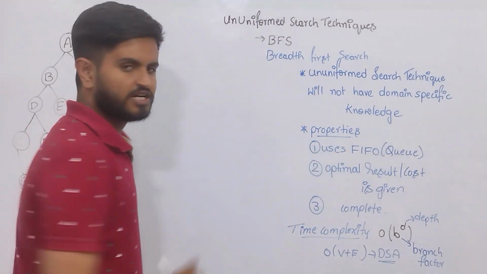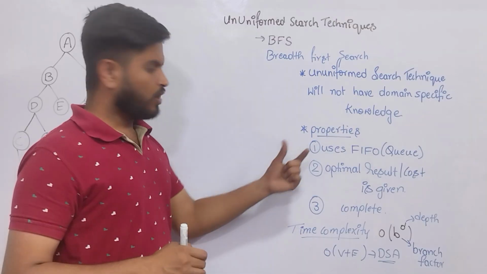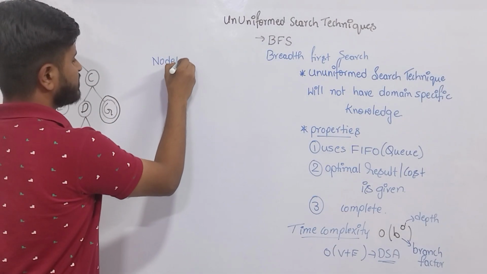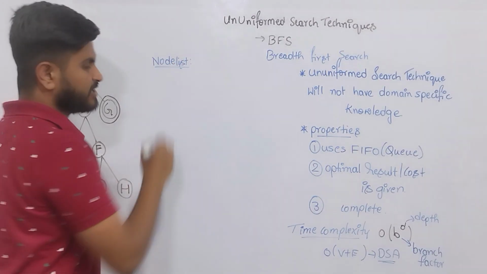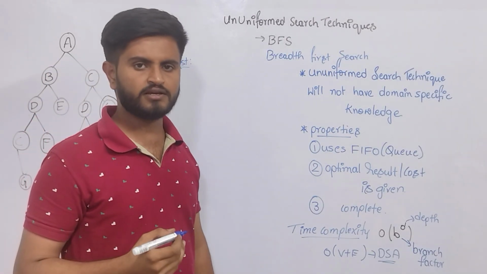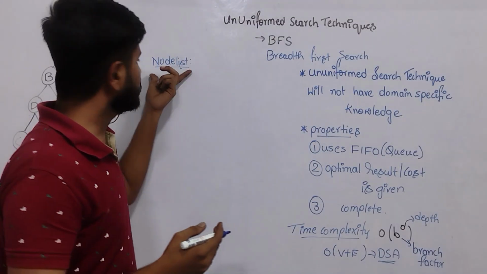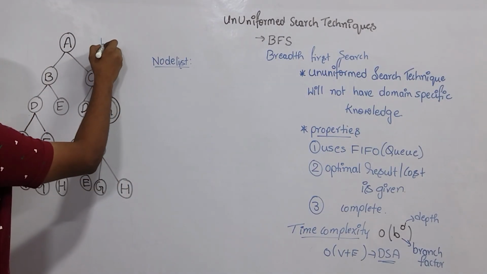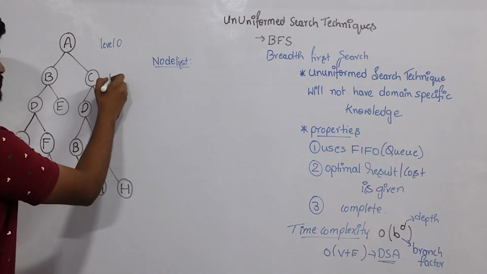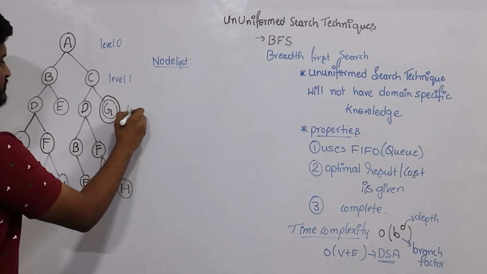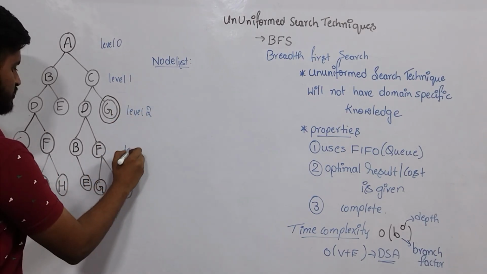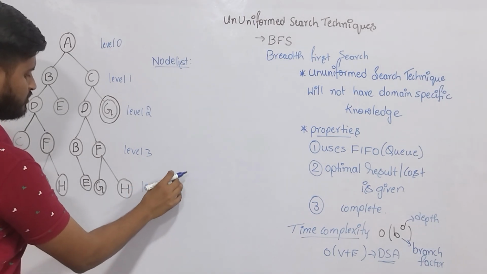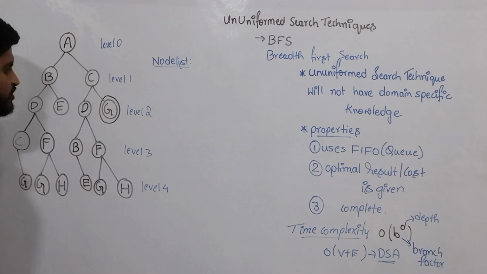It will be using the queue. To solve, we can form the node list, or we can solve it using the queue. But in artificial intelligence and machine learning, in most exams they ask to solve it using the node list itself. So what must we do? We must mark the levels: level 0, level 1, level 2, level 3 and level 4. The level starts from 0 and goes as deep as possible.